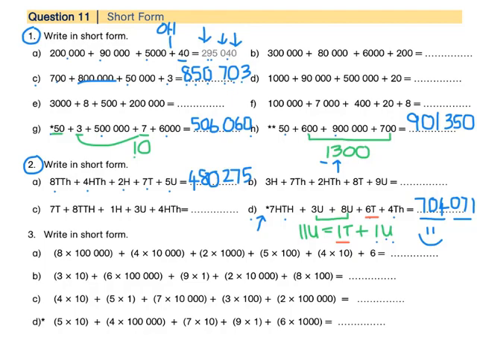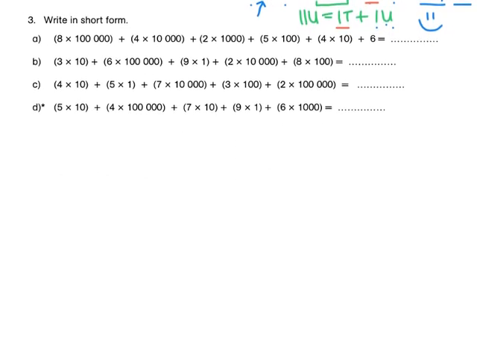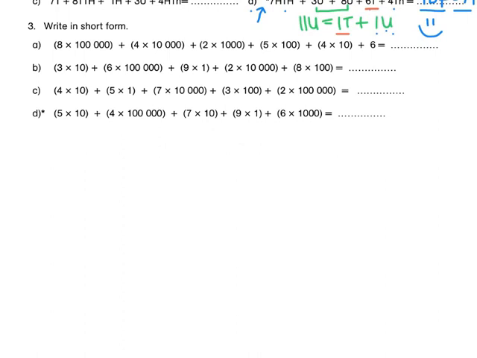Let's continue on to 3. I'm going to make some space here. So, for 3 again, it says write in short form. Now, we've got 8 times 100,000, which means that we have 800,000. So our 8 goes in our 100,000s column first.